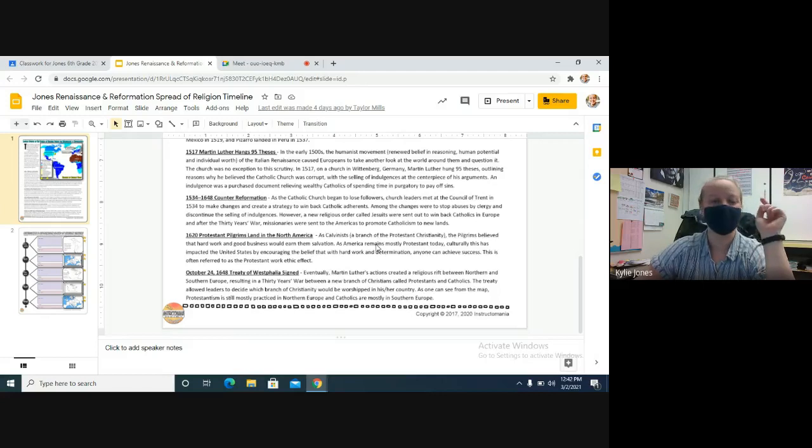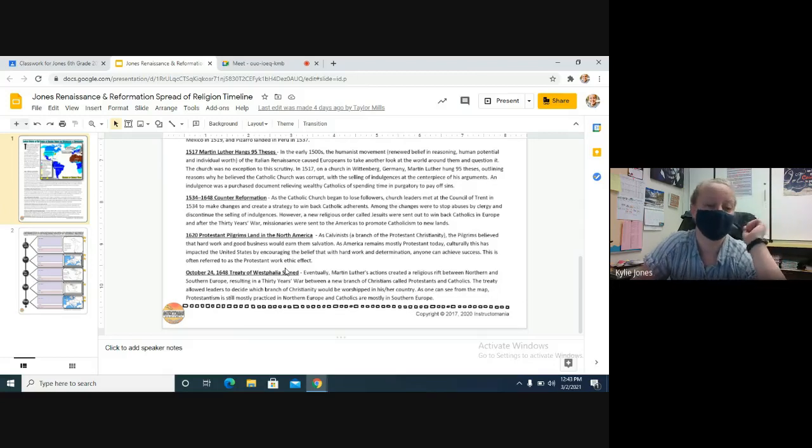Then we have 1620, Protestant pilgrims land in North America. As Calvinists, which is a branch of Protestant Christianity, the pilgrims believed that hard work and good business would earn them salvation. As America remains mostly Protestant today, culturally this has impacted the United States by encouraging the belief that with hard work and determination, anyone can achieve success. This is often referred to as the Protestant work ethic effect.